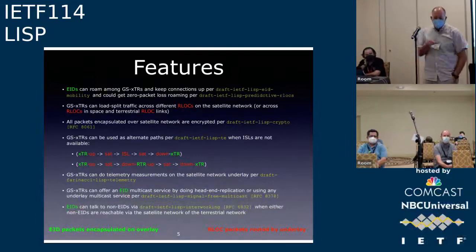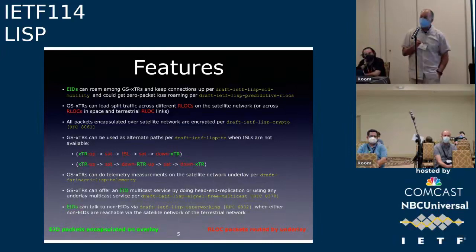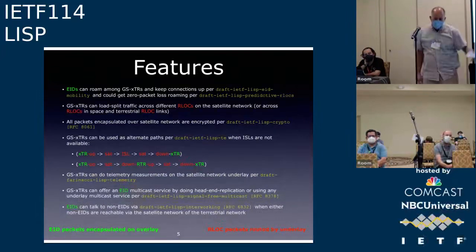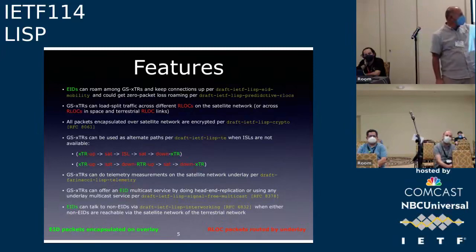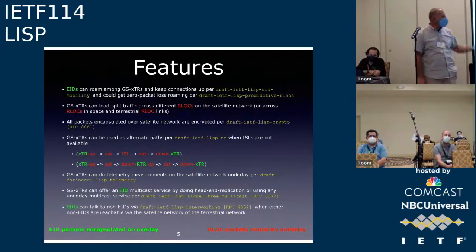And of course, the ground station XTRs can use alternate paths when maybe the satellite network is not totally connected. And I give two examples here. Normally, you would go on an XTR, go up to a satellite, and then maybe go across an ISL to another satellite and then down to another XTR. Maybe the ISLs are, because the satellites are always moving, the lasers are going up and down all the time, you may not have that connectivity.